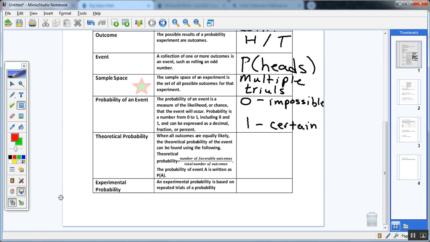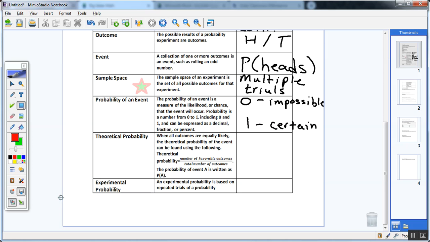Theoretical probability is when all outcomes are equally likely. So like we say flipping a coin, the probability that you get heads is what? 50, and the probability you get tails is also what? 50. The outcomes are equal. If I roll a die, what's the probability of rolling any one value on a die? 1/6. But each one has the same equal chance here. We say theoretical probability is when all outcomes are equally likely.